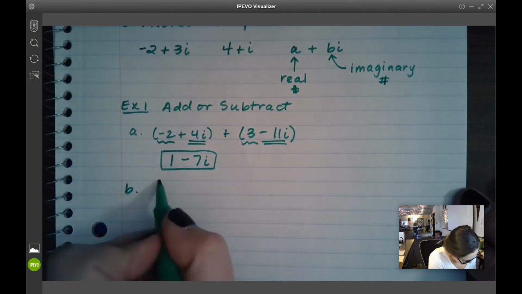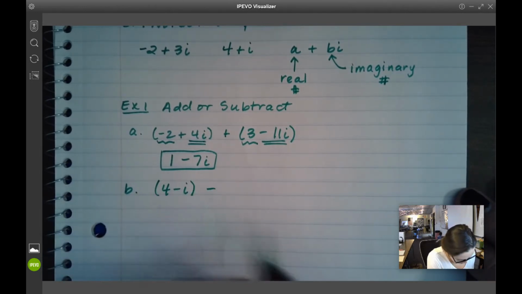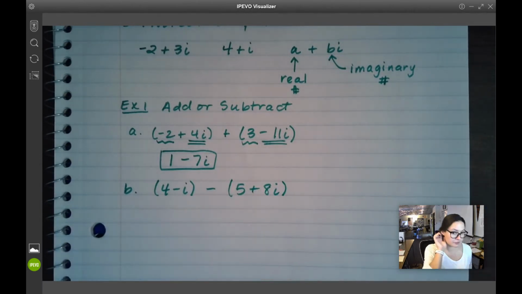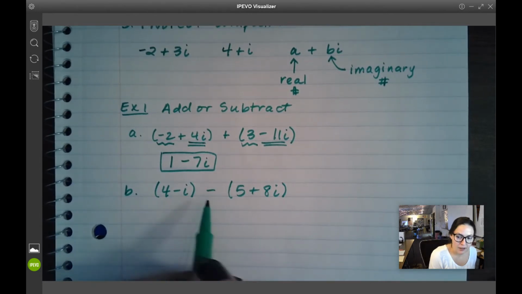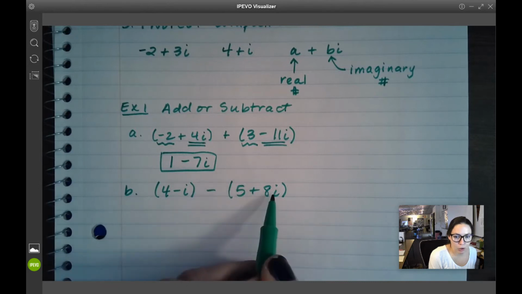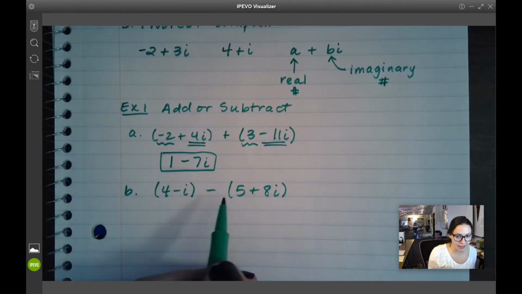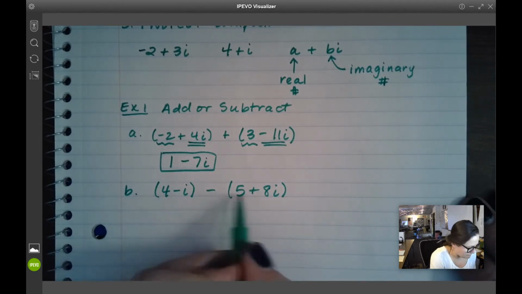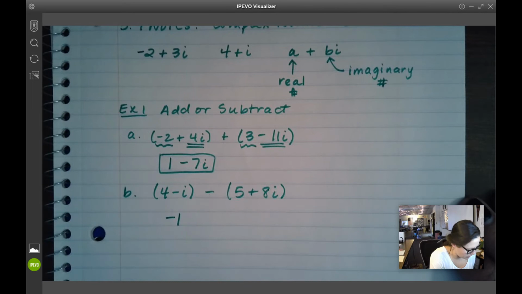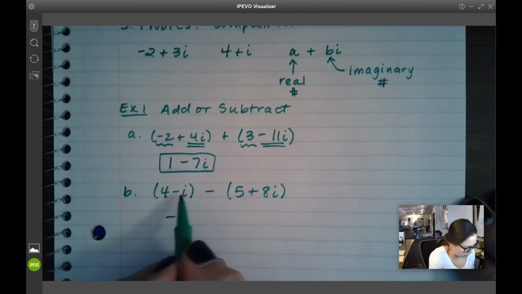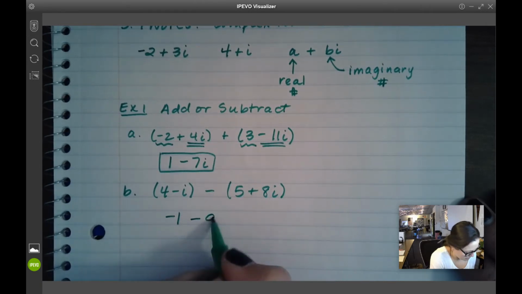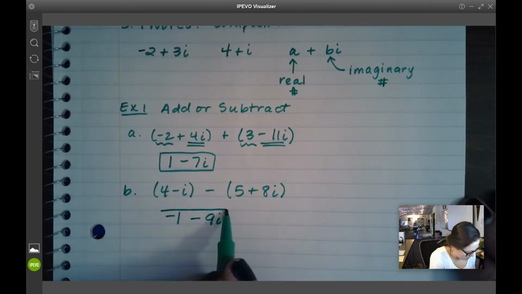Let's try another one. 4 minus i minus 5 plus 8i. So we've seen this before. When you are subtracting something, that subtraction applies to both things, or however many things are in that following parentheses. So I need to do 4 minus 5, which is -1. And then I need to do -1i minus 8i. So that would give me -9i.